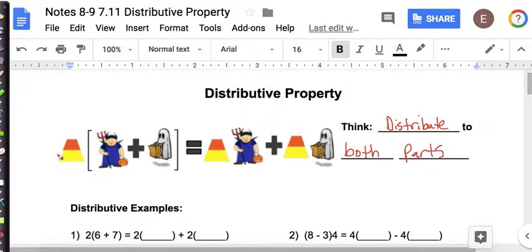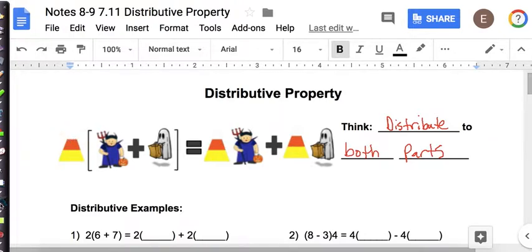So look at this diagram for a minute. There's candy corn outside of the brackets, and inside the brackets or parentheses is a devil and a ghost. And notice the candy gets distributed to the devil as well as the ghost. And because there was an addition sign in the middle, it stays in the middle. So the candy got distributed to both parts, because remember, number outside of parentheses means to multiply.